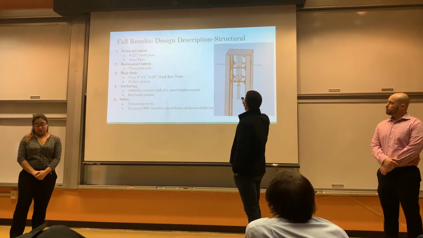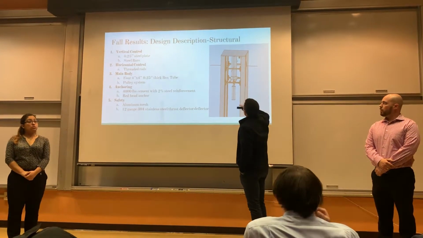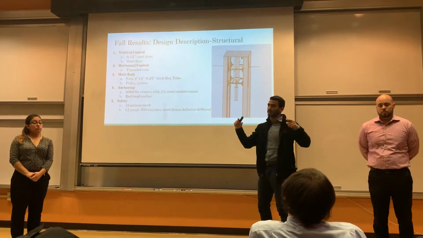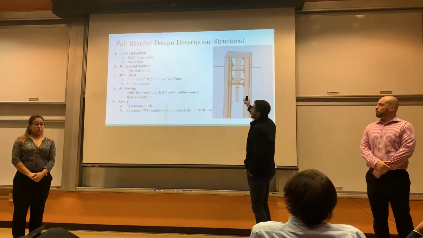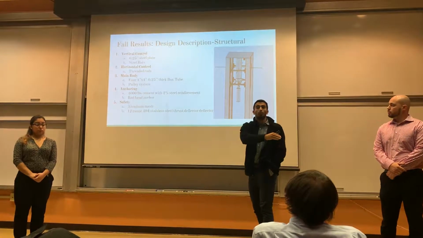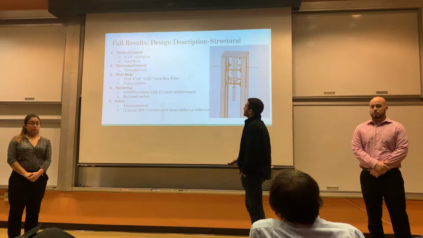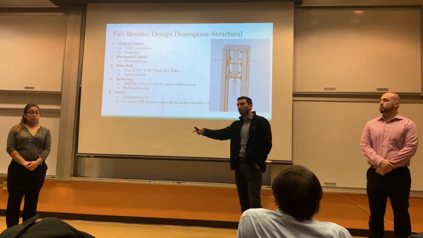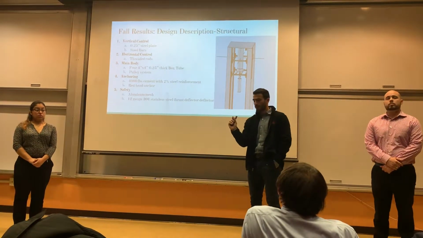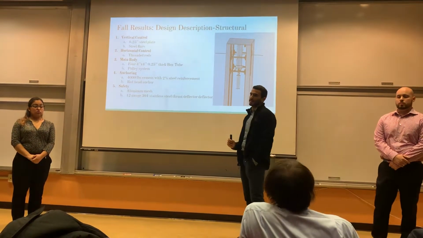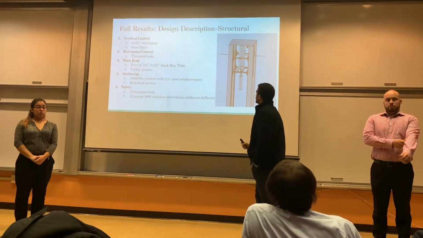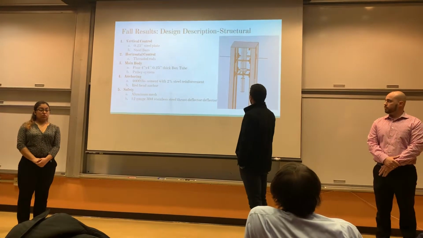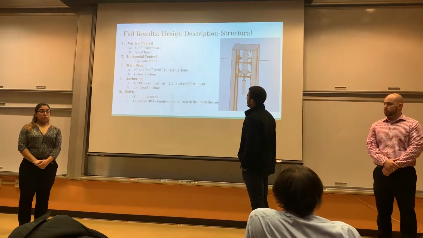For horizontal control, we have the threaded rods that are holding it together, and the reason we chose threaded rods is because you can change the diameter of them, and hence the test stand will work for a variety of different engines. The main body, 4 by 4 inch box tubes with a 0.25 inch thickness, and after doing the FEA, it is the optimal with regards to cost and managing the stress. It's the optimal design we agreed upon.